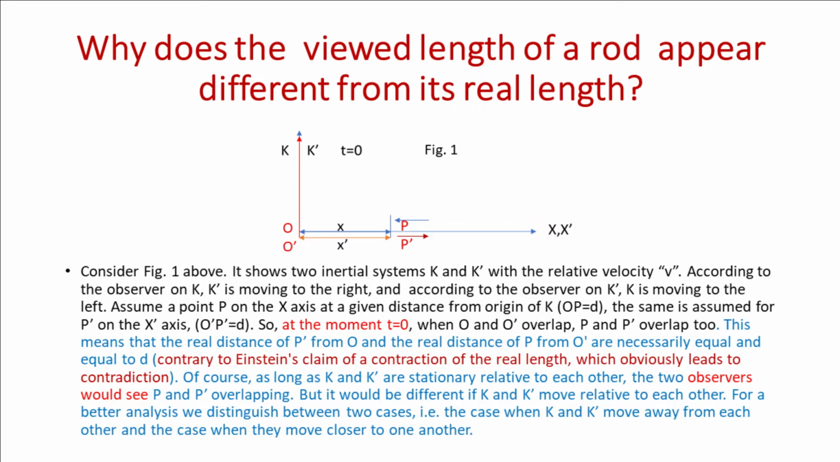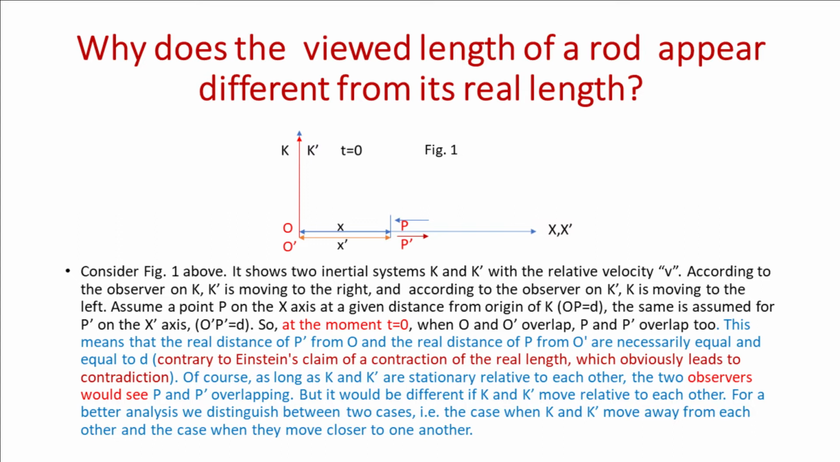This means that the real distance of P' from O and the real distance of P from O' are necessarily equal and both equal to D, contrary to Einstein's claim of the contraction of the real length, which obviously leads to contradiction. Of course, as long as K and K' are stationary relative to each other, the two observers would see P and P' overlapping. But it would be different if K and K' move relative to each other.